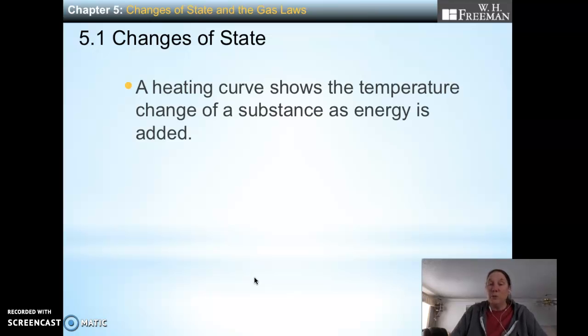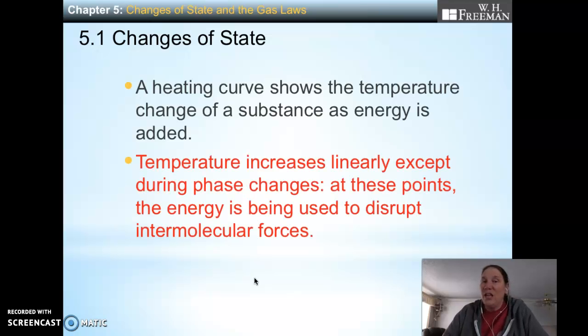Okay, once you've got all the ice melted, now the temperature is going to rise. And when it rises, it's going to go up greatly. If you're talking about water, it's going to go from 0 to 100. Then when it gets to 100, it's going to be flat again, because now you have to change all that liquid to a gas. So anytime you have a phase change, there is no change in temperature.